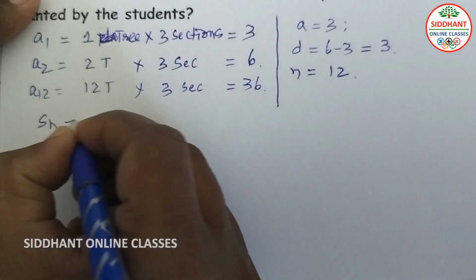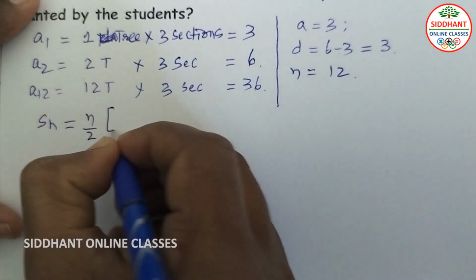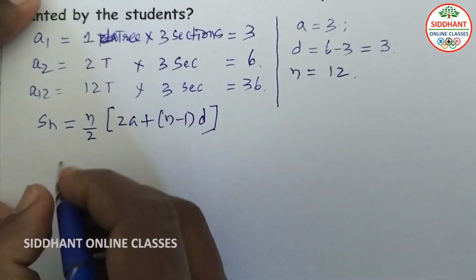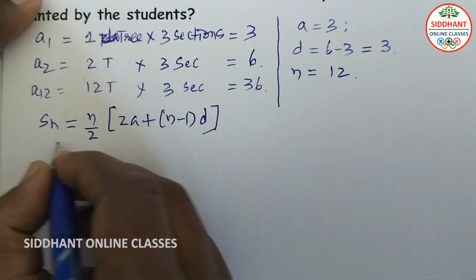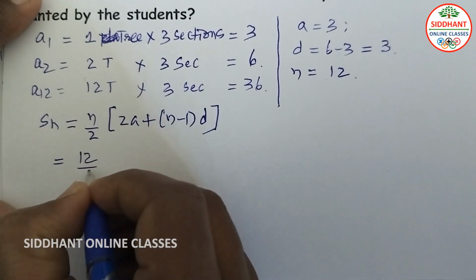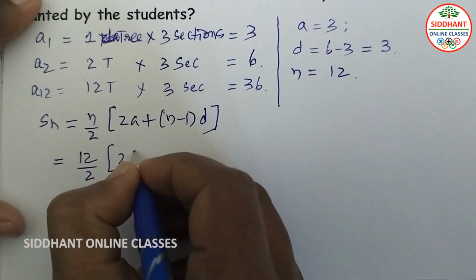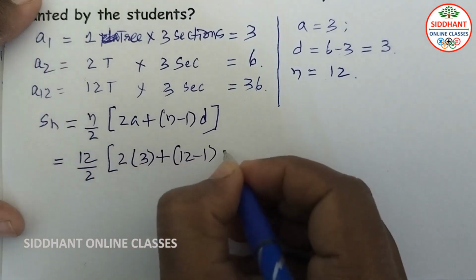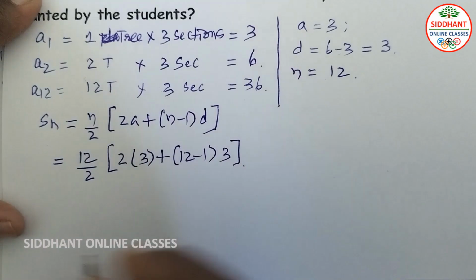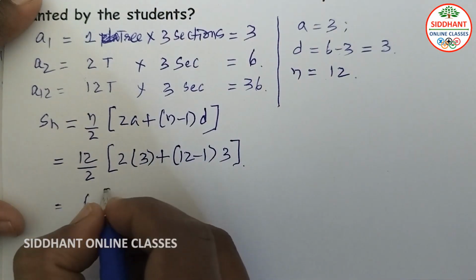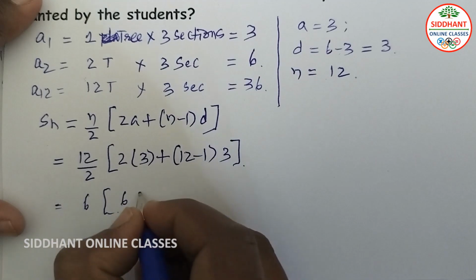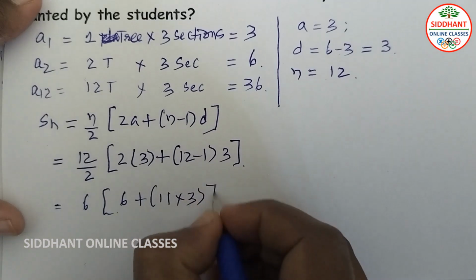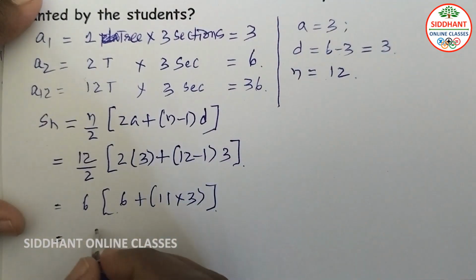So we know Sn equals n by 2 into 2a plus (n minus 1) d here. So total we are going to see the sum, n is given as 12, so 12 by 2, a is 3 here, into (12 minus 1), and d is 3 here. So 12 by 2 which is 6, 2 into 3 which is 6, plus 11 into 3 here.